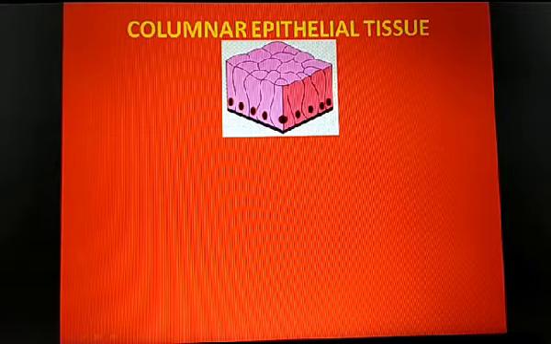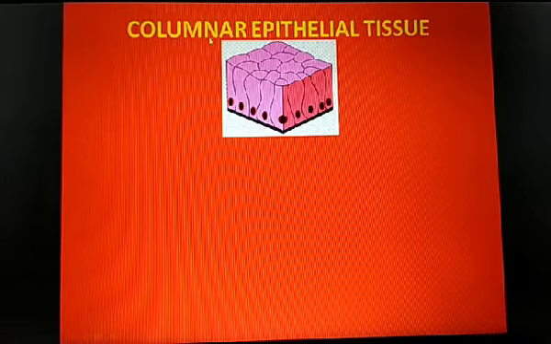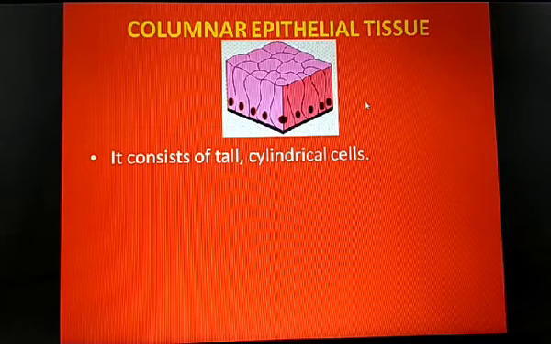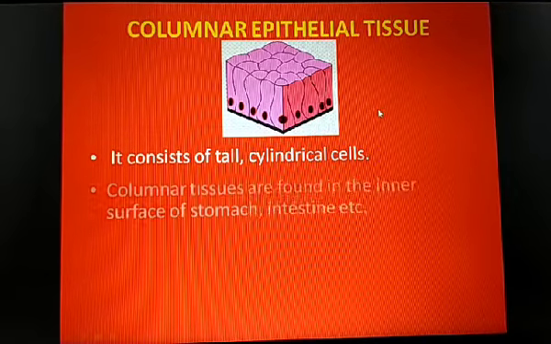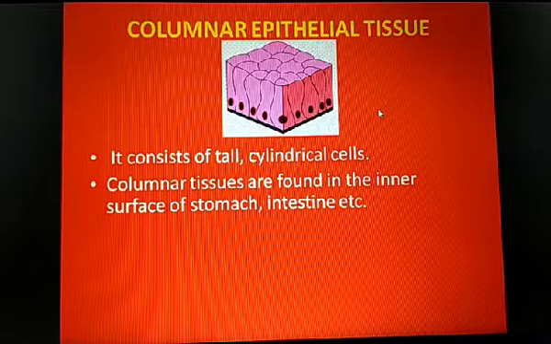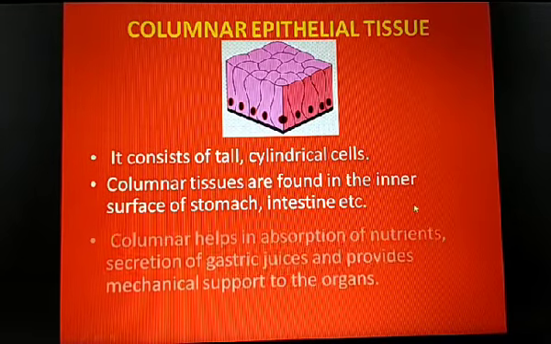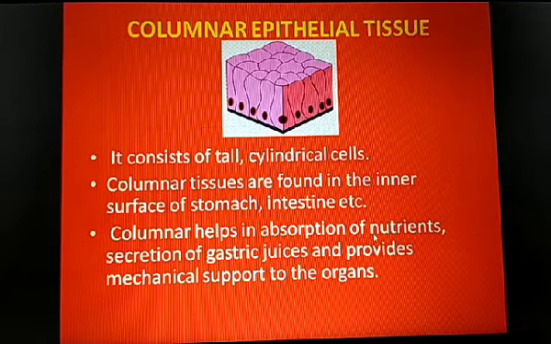Next is columnar epithelial tissue. As you can see, the name given is columnar. That means they are just like columns, standing columns. It consists of tall cylindrical cells. Columnar tissues are found in the inner surface of the stomach and intestine, and they help in absorption of nutrients.